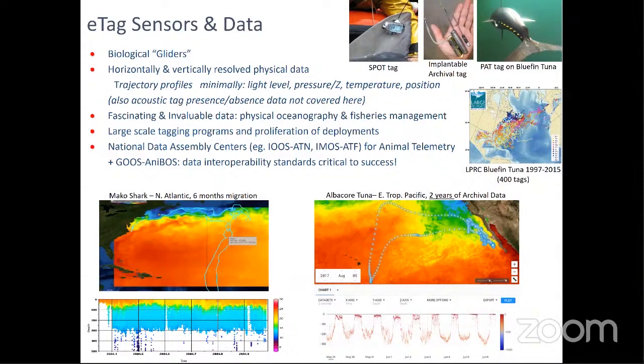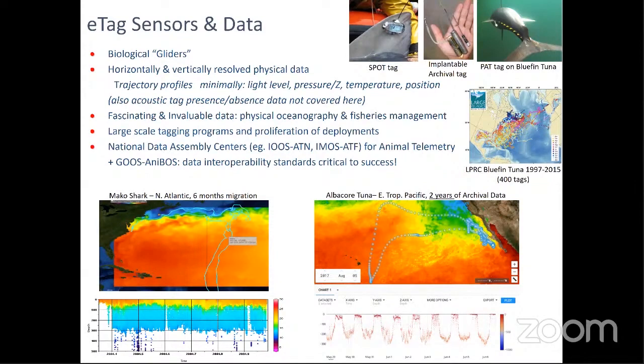And then you have pop-up archival tags that record measurements. They're attached to the animal externally, and then they pop off after some time period that's programmed by the researcher, and then they transmit data to the satellite. So those are the typical classes of animal telemetry tags. There's also acoustic tags, which record presence-absence type information around listening stations, but I'm not going to be talking about those here. The typical information you get from these is, minimally, light level, pressure, depth, temperature, and position in some combination of these.